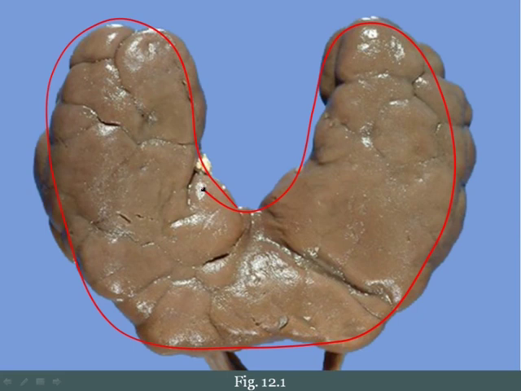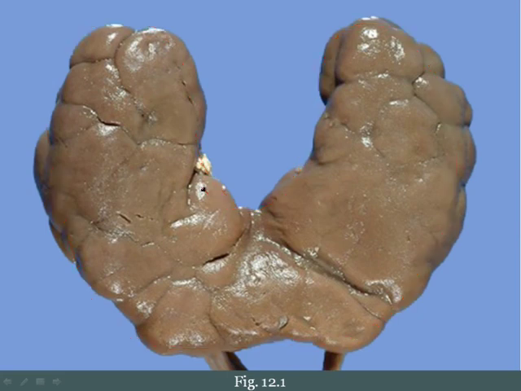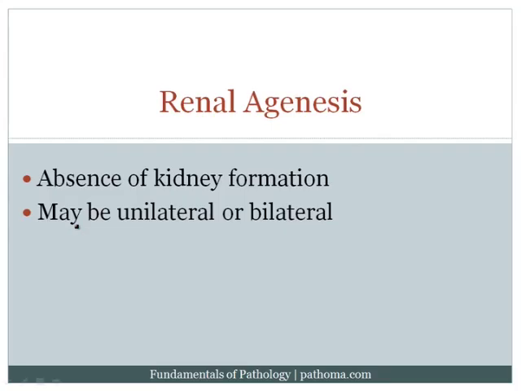Now imagine that as this kidney is trying to ascend into the abdomen, it's going to get stuck on the root of the inferior mesenteric artery, and so as it's trying to go up and it gets stuck on the root of the IMA, its ascension is going to be blocked, and so this kidney will be abnormally located in the abdomen. The next congenital disorder is renal agenesis.